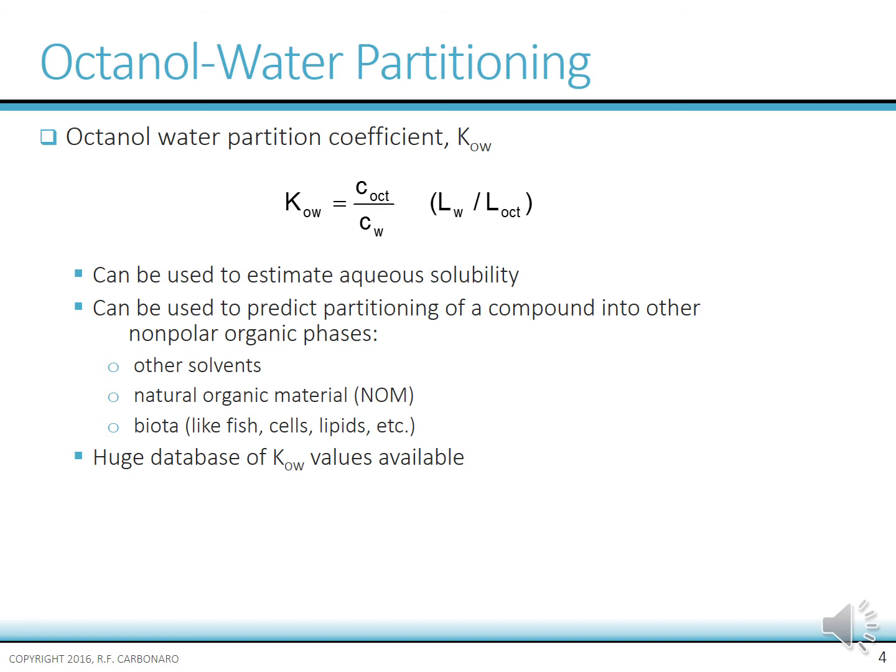So why do we use KOW? Well, as I said earlier, it's useful to use octanol as a surrogate for different environmental media. We can use the KOW to describe how well chemicals partition into other solvents, how they partition into natural organic matter, NOM, which we'll define later on, and it's useful to describe how chemicals partition into biota, like fish, cells, lipid, etc.